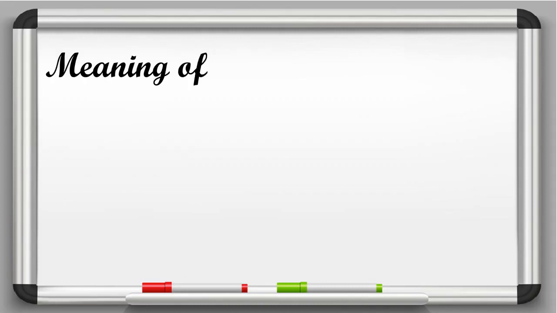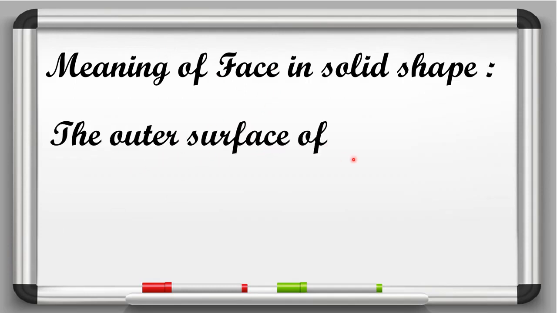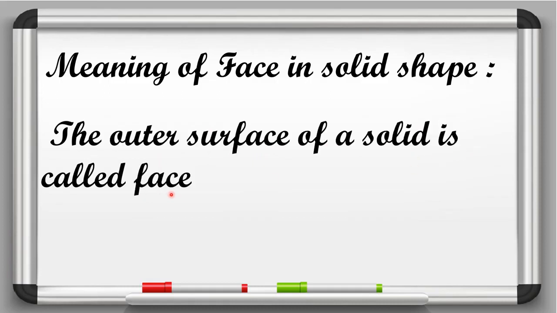Now beta, meaning of face in solid shape. So what do you mean by face? Okay, so here the outer surface of a solid is called the face. Okay beta, outer surface. What do you mean by outer surface? Beta, when there is a solid, its face surface that we can see from outside, that is called the face in a solid. Okay.